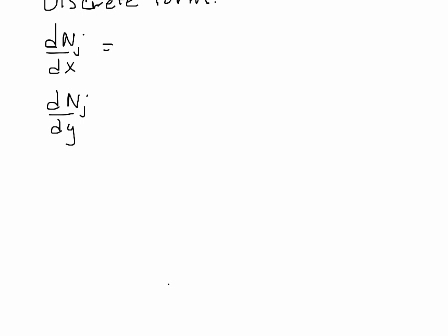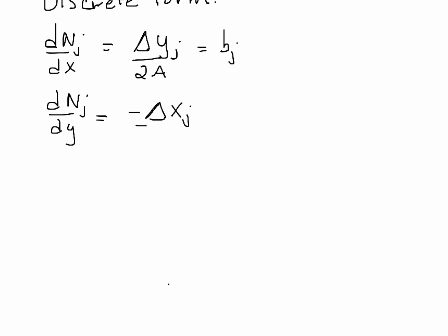Okay, again, remember that our discrete formulation needs both our actual basis function, and it also is going to require dnj dx and dnj dy. So those are going to be equal, just as before, to delta y sub j over 2a, which will be equal to b sub j, and minus delta x of j over 2a, which was equal to cj. Before we talk about k, let's look at the pattern that's emerging.